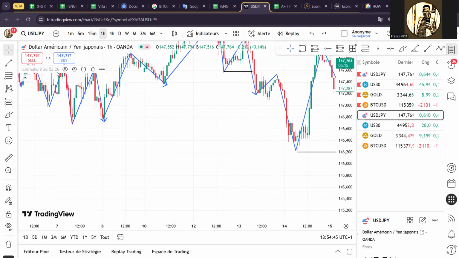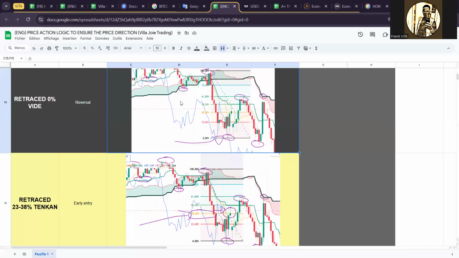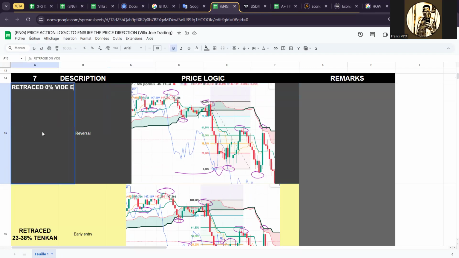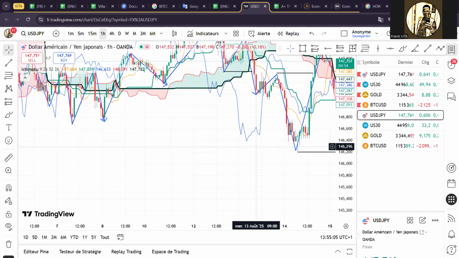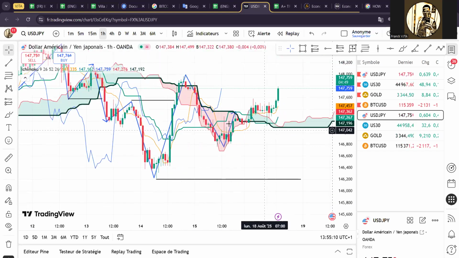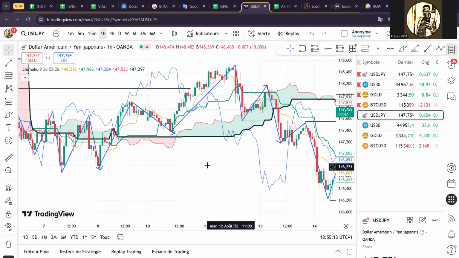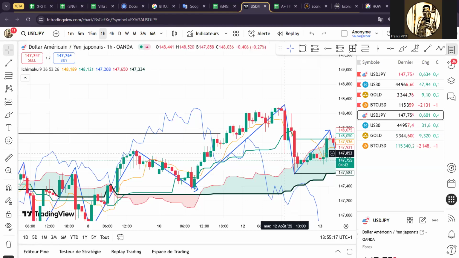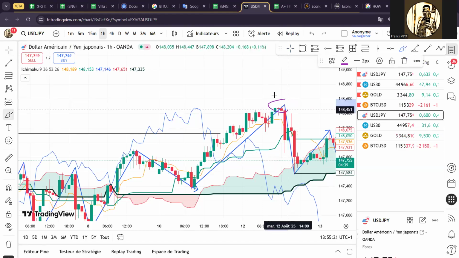So now let us put Ichimoku. Let me show you what is inside this document that I wanted to show first. I wanted to show you that when you are in the empty space, it is a reversal sign. So when you are already in the empty space, it's a reversal sign. Let us look at this position. When candles are in the empty, like when price is in the empty, it's a reversal sign, right?